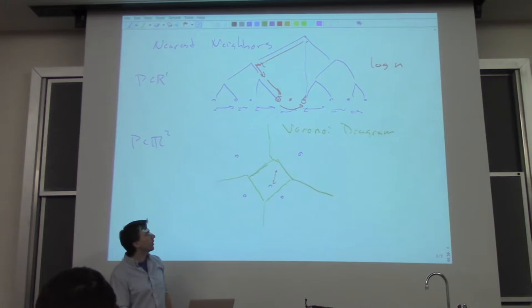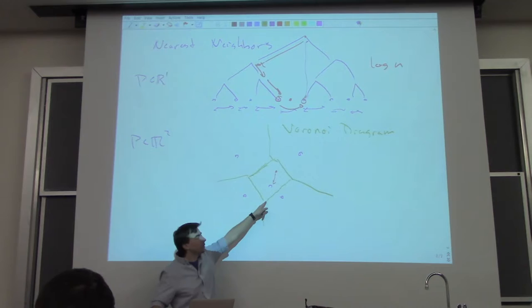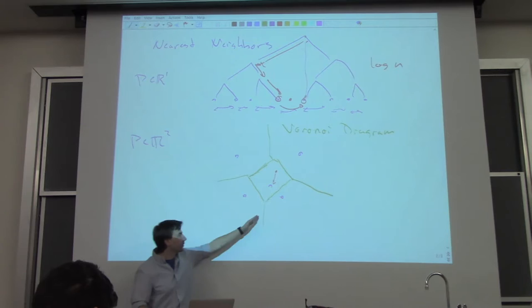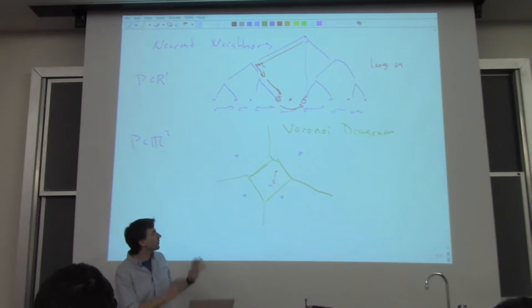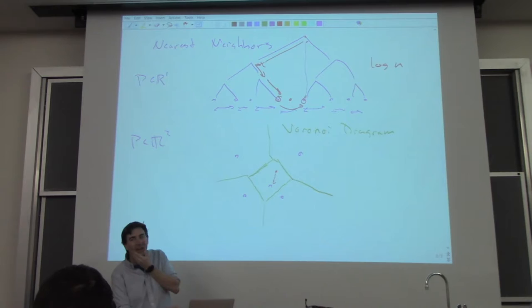If the points have continuous coordinates and they're not in some strange position, then in the plane there are three lines that meet at any vertex. And these lines go down to infinity and so forth. So it seems like if I can just construct this diagram, then I can answer nearest neighbor queries pretty efficiently.